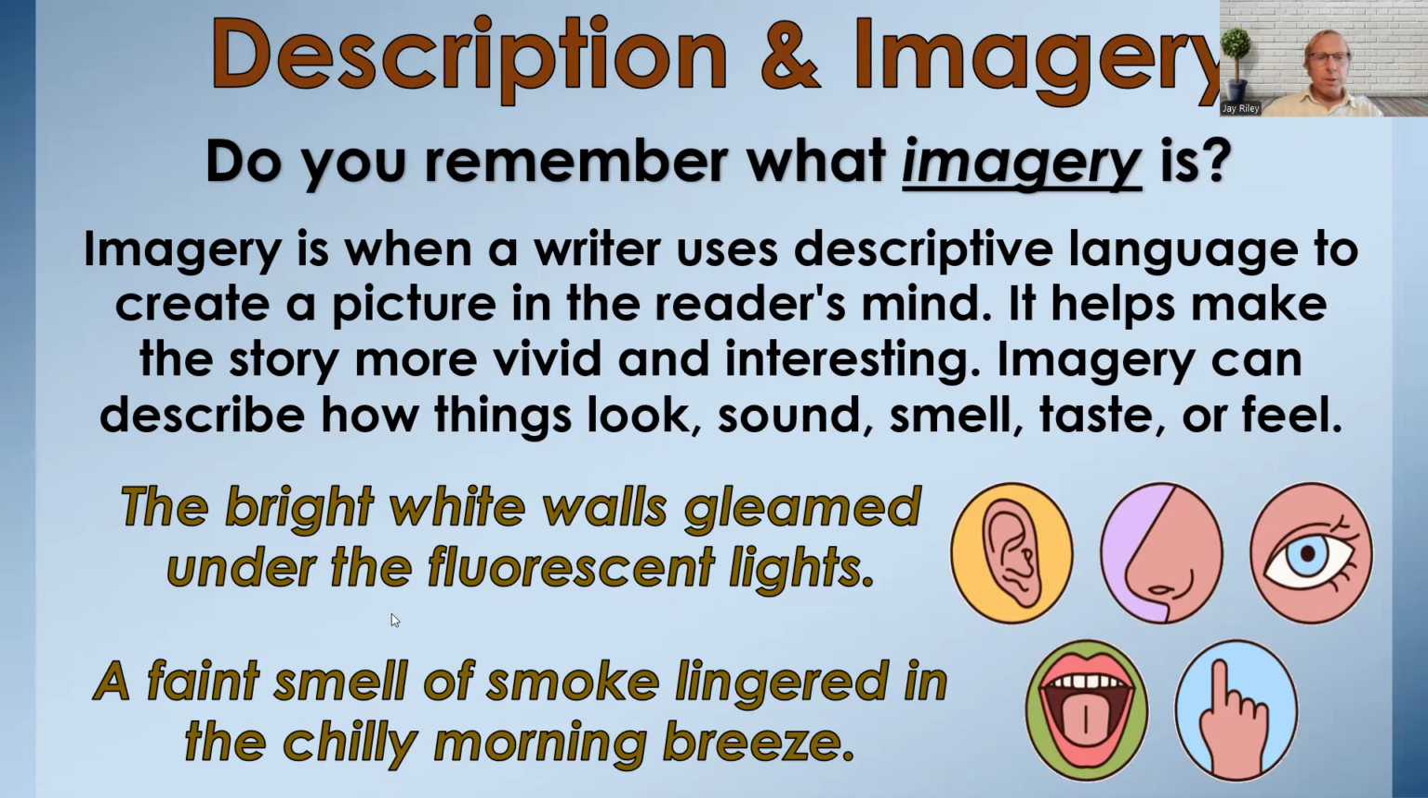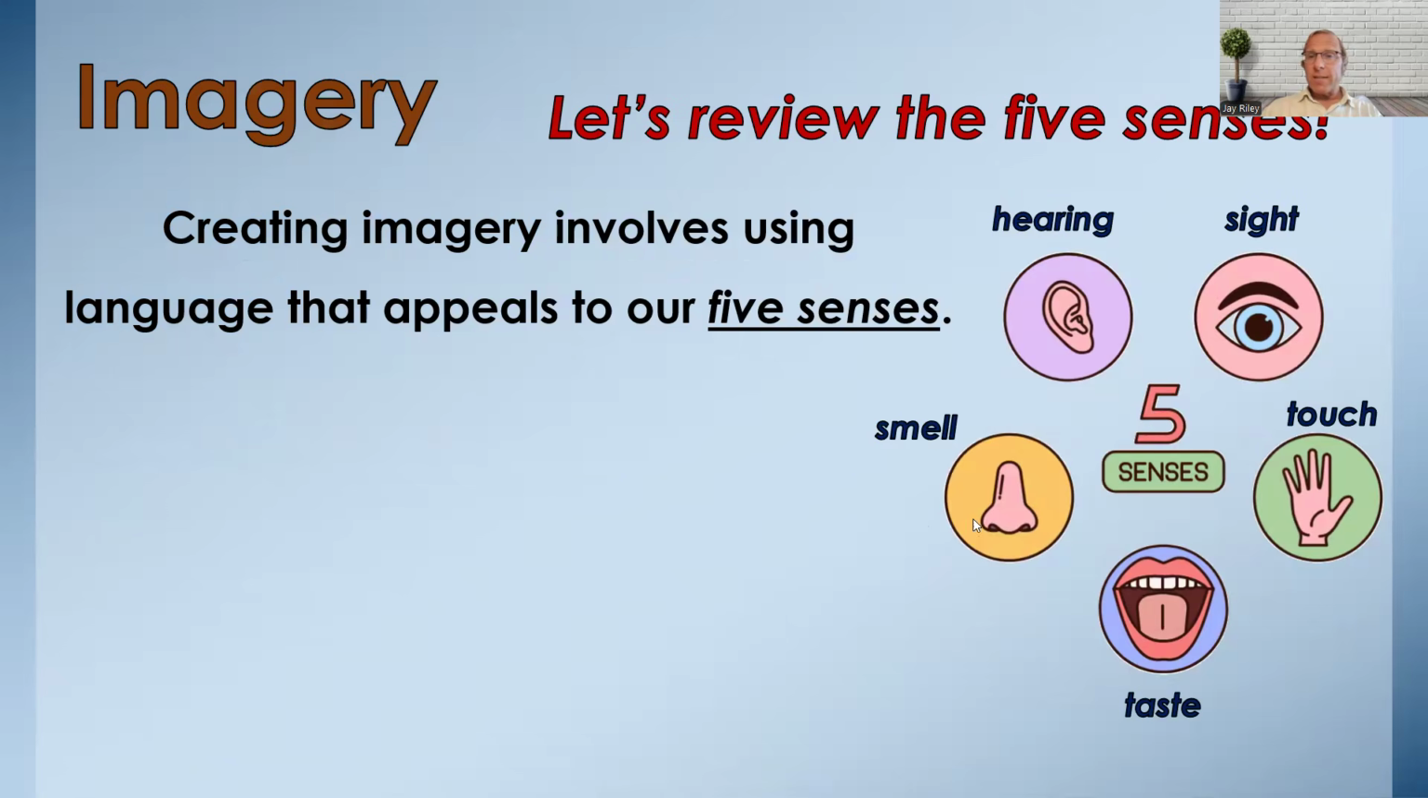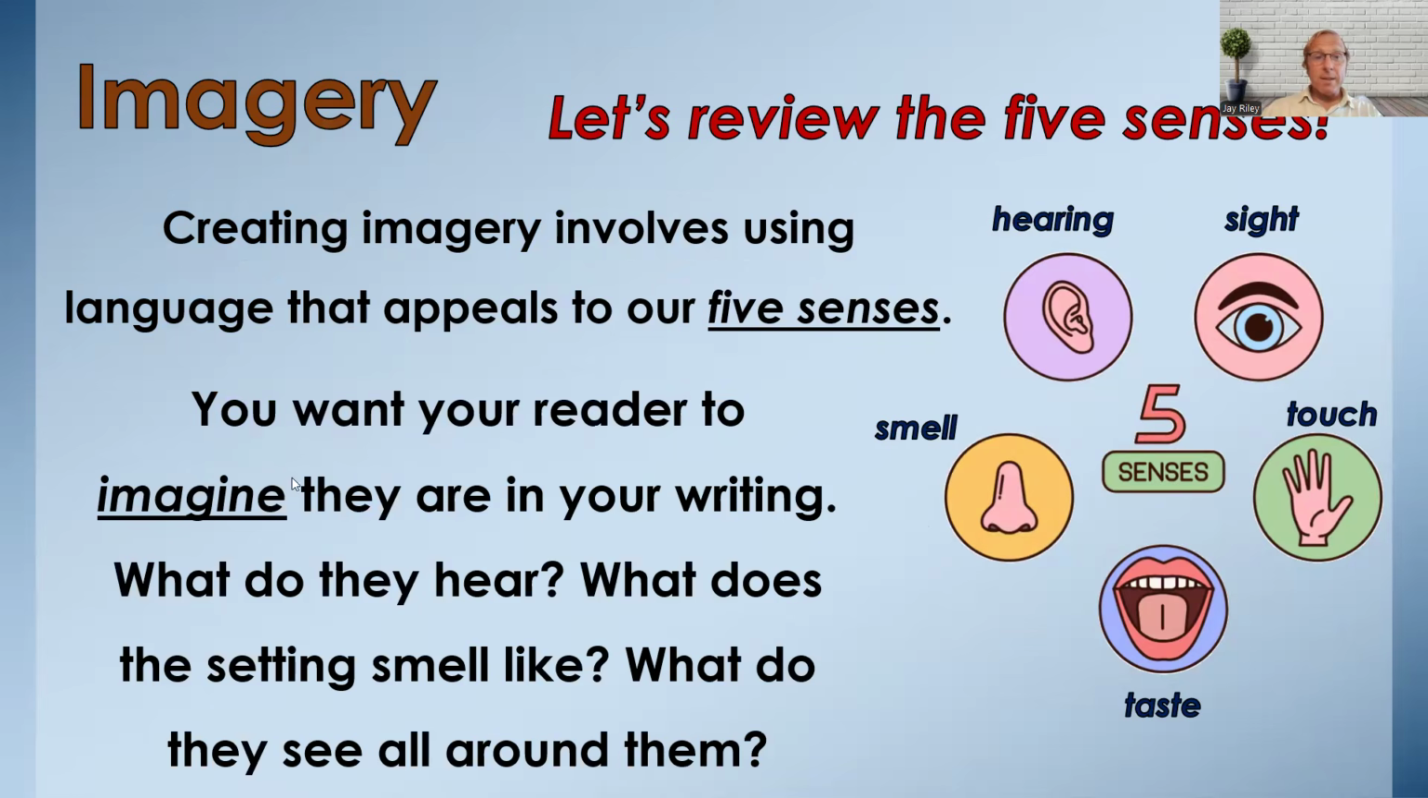And here we've got a great visual description. The bright white walls gleamed under the fluorescent lights. A faint smell of smoke lingered in the chilly morning breeze. So there we've got that sense of touch, what we feel, as well as what we smell. Okay, so we know our five senses are hearing, sight, touch, taste, and smell. And as I said, we want our reader to imagine what's happening in our story. What do they hear? What does the setting smell like? What do they see around them?